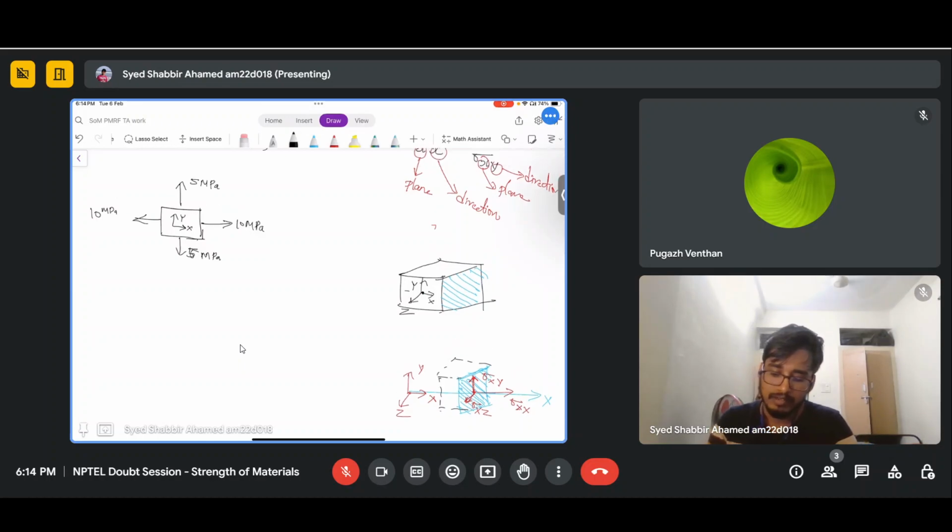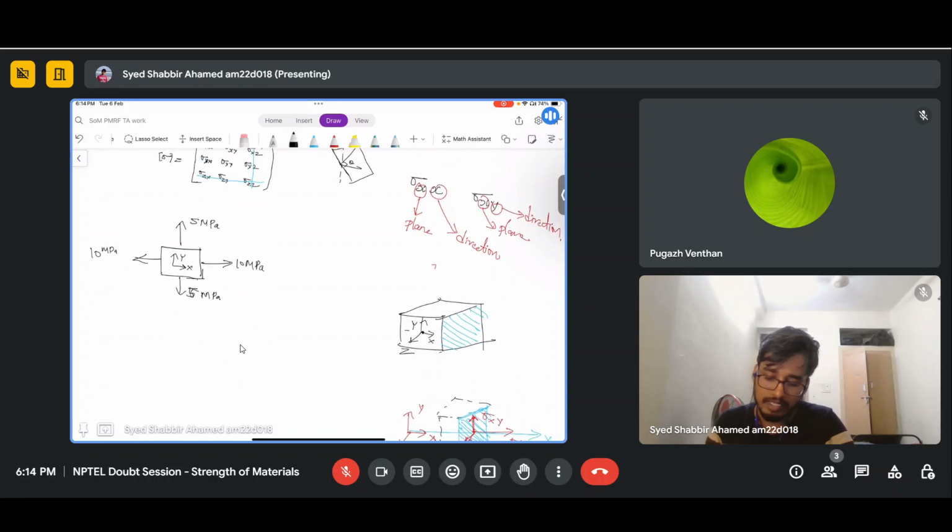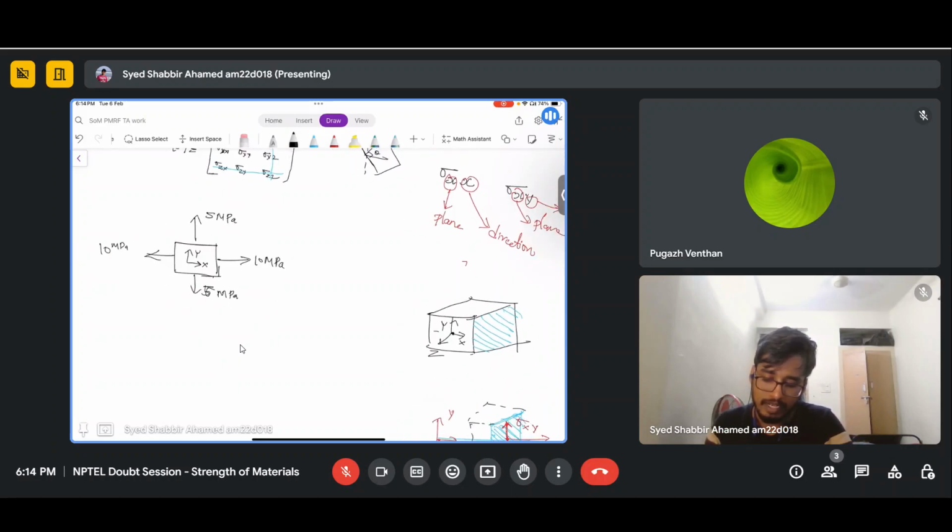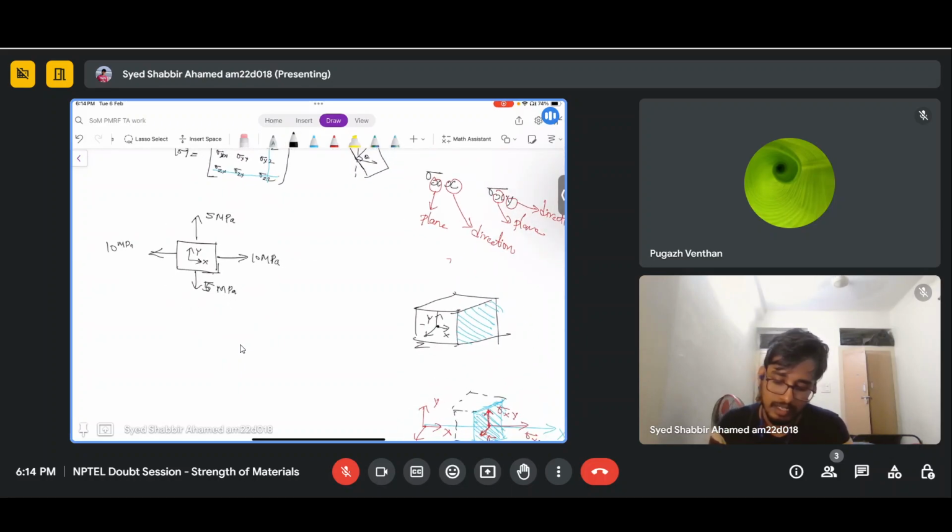So here this is a 2D element, and they have given that this is the x direction and this is the y direction. If I want to write the stress tensor here, the stress is 10 megapascal, acting away from the element. Whenever the stress is acting away from the element, we take it as tensile, and tensile is taken as positive.